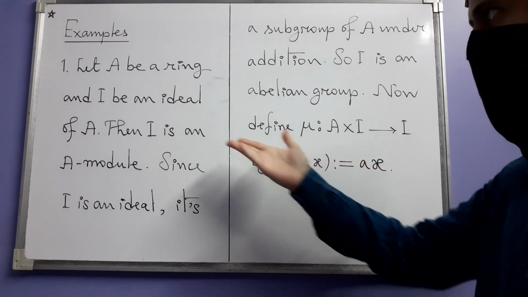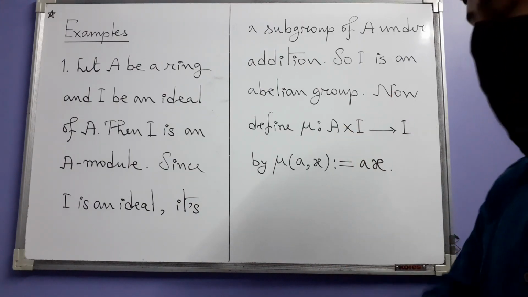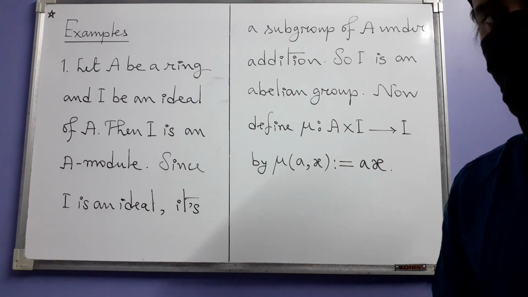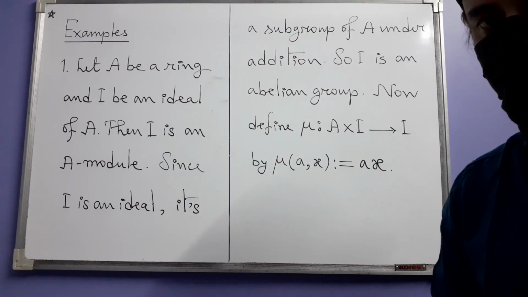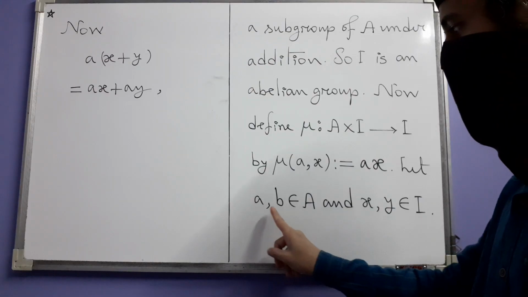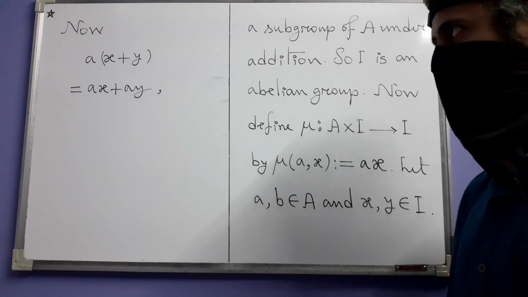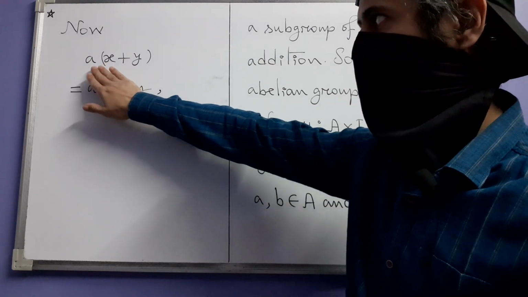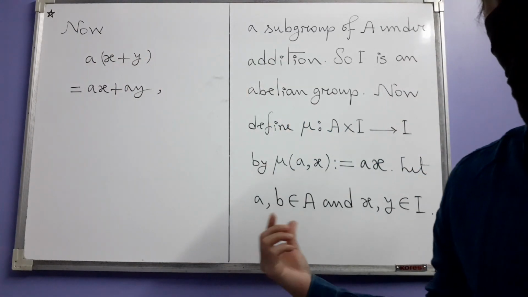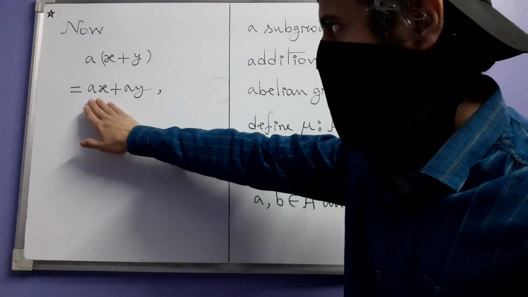And now we will go and show those other conditions that must be satisfied for I to be a module. It's already an abelian group. Now we have this multiplication also, so we need to verify those other axioms. And for that we first choose any two elements a and b in our ring A, and two elements x and y in our ideal I, and consider this product a times (x plus y), a ring element times the sum of these two elements from the abelian group I, which equals ax plus ay.